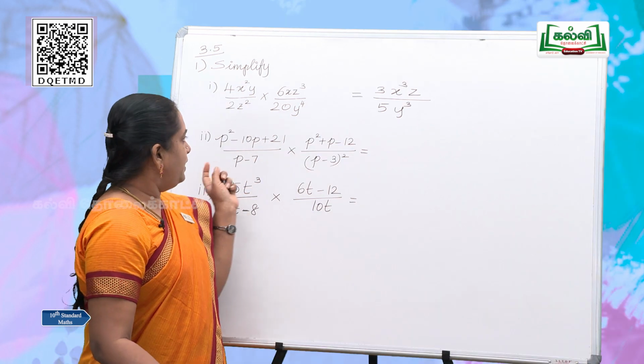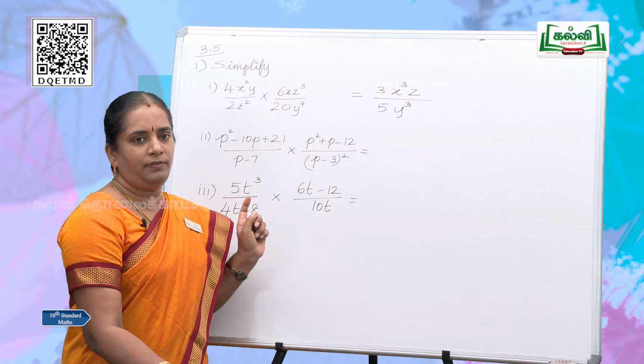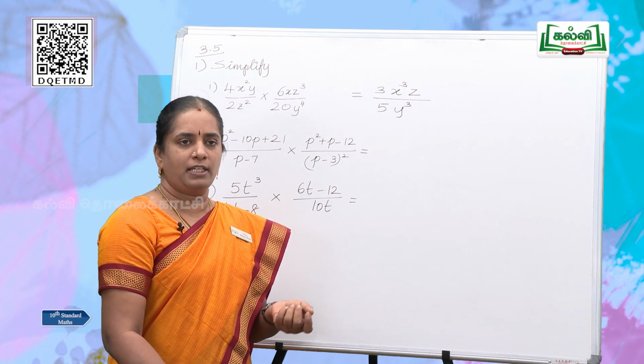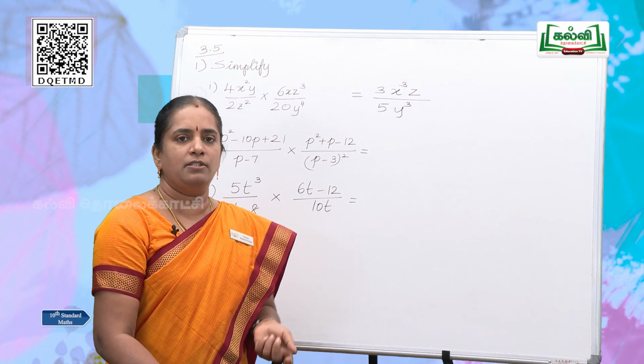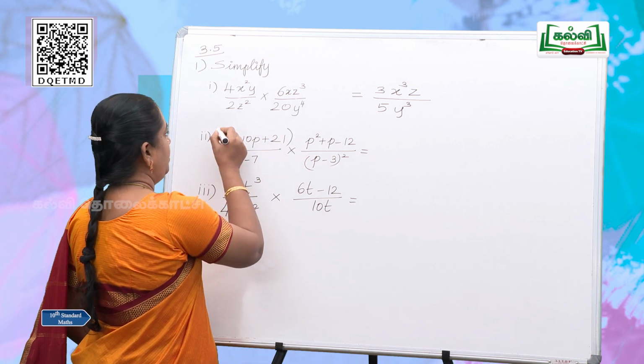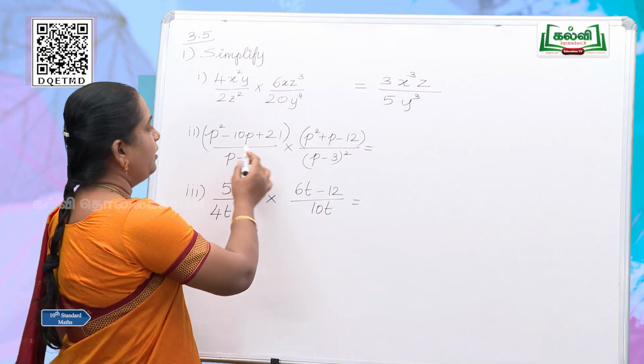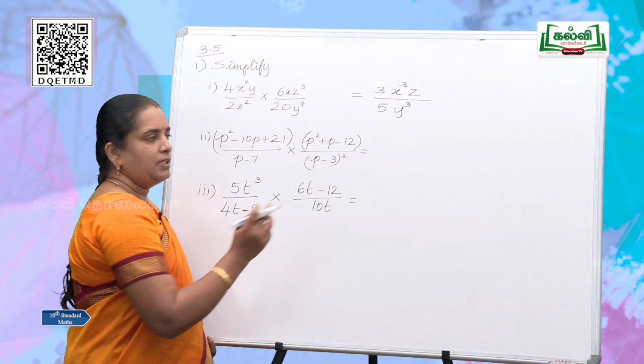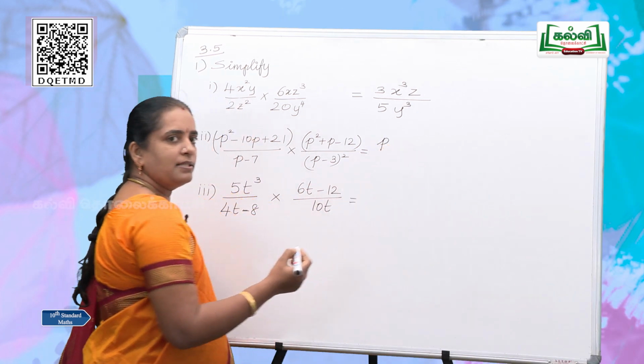Here we do not have any numerical coefficients, but we have some quadratic factors, that is, quadratic expressions. We are going to factorize those first. You know how to factorize. We factorize where the product is 21 and the sum is 10. So, the numbers are 3 and 7.